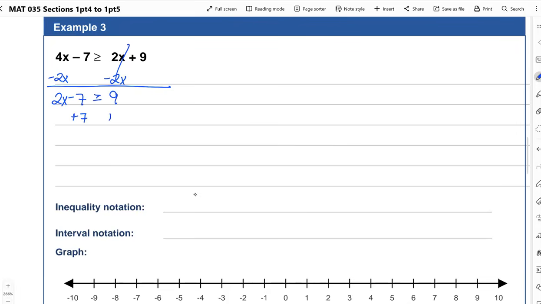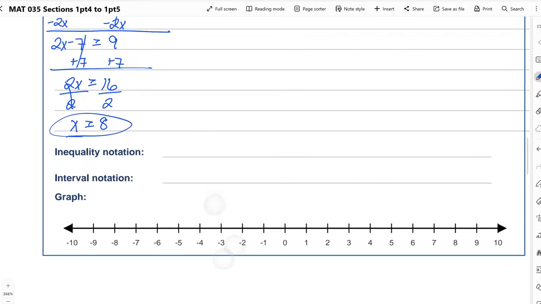And then we're going to add 7 to both sides. So I have 2x is greater than or equal to 16. And then we're going to divide everything by 2. Since I'm dividing by a positive 2, I do not need to flip the inequality. So my inequality notation says x is greater than or equal to 8.